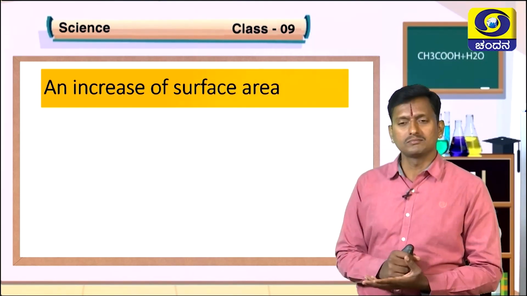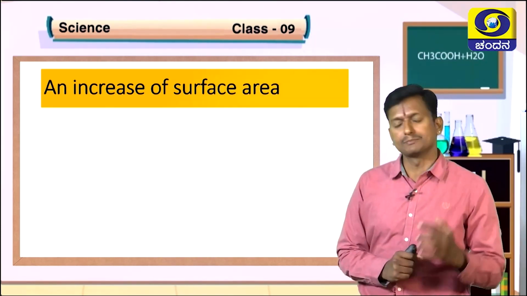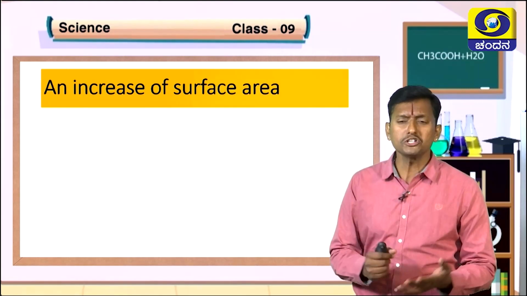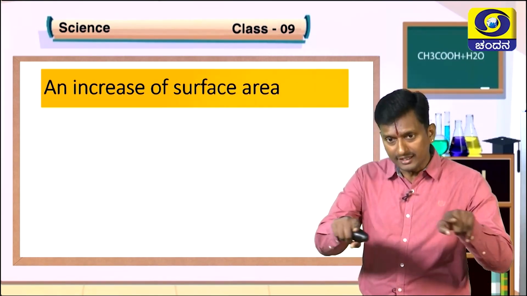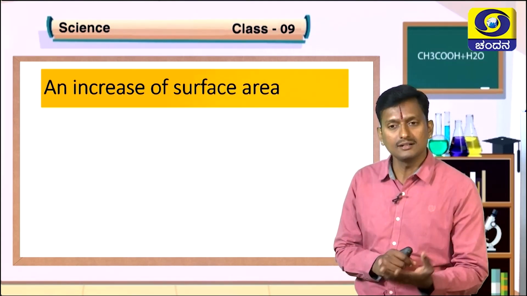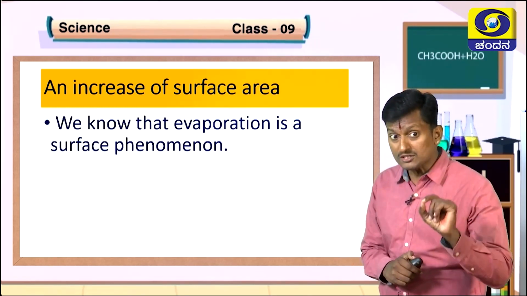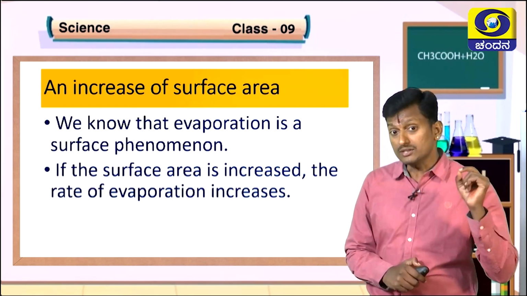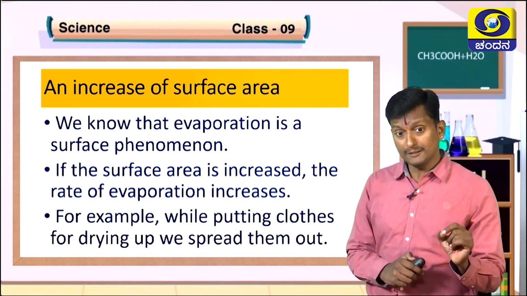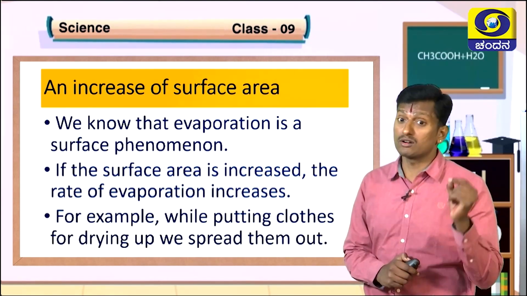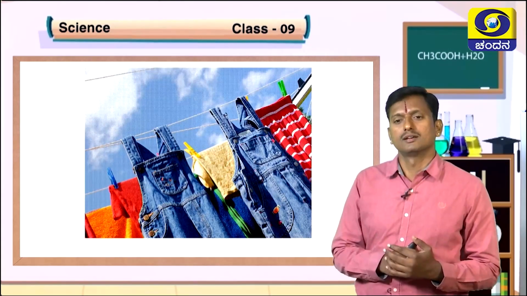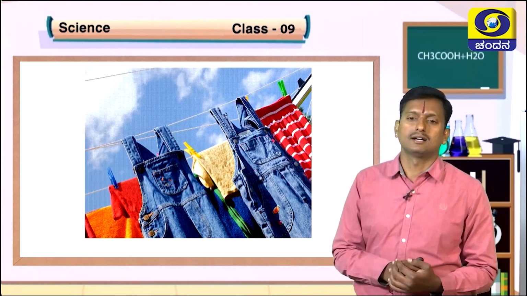It will take time to drink coffee in a cup, but it takes much less time if you drink it from a plate. It shows that if the surface area increases, the evaporation also increases. It makes the matter cool. We know that evaporation is a surface phenomenon. If the surface area is increased, the rate of evaporation increases. For example, while putting clothes out for drying, we spread them out, isn't it? If you spread the clothes, they will dry easily and very early.